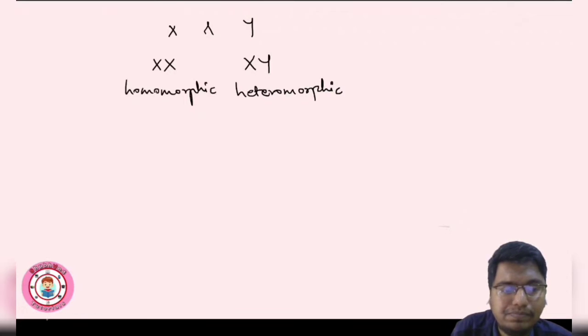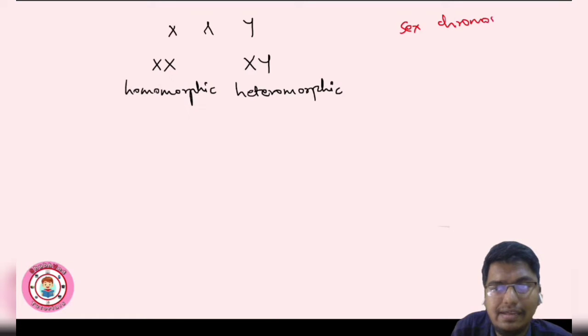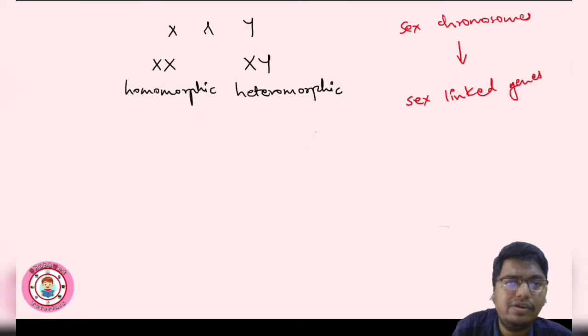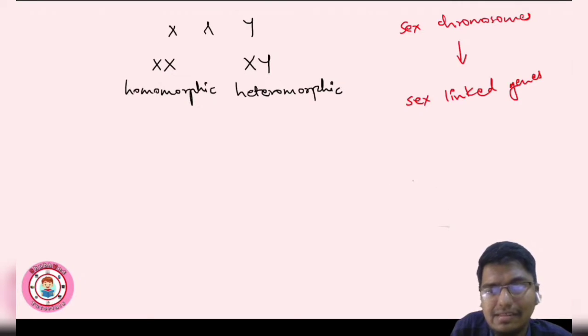Now, the pattern of inheritance we will discuss today. Genes linked to these chromosomes are known as sex-linked genes. Genes present on the X chromosome are known as X-linked and on the Y chromosome as Y-linked genes. Sex-linked genes we basically call X-linked. Mostly sex-linked and X-linked are used interchangeably because most of what we study is in the X chromosome.